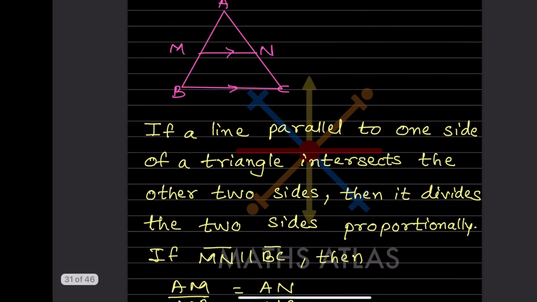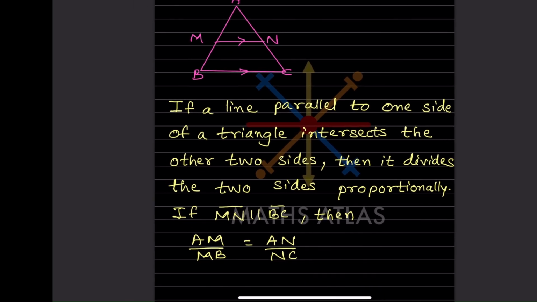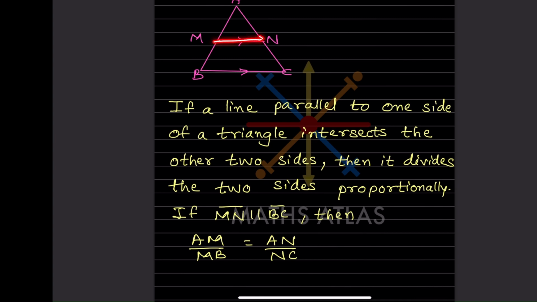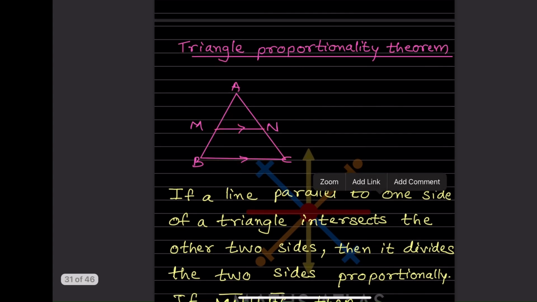That means if MN is parallel to BC, then we can say AM divided by MB is equal to AN divided by NC. So this is what is there. These are the parallel sides. So this is the triangle proportionality theorem.